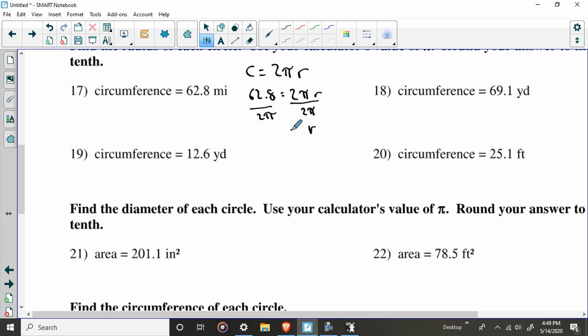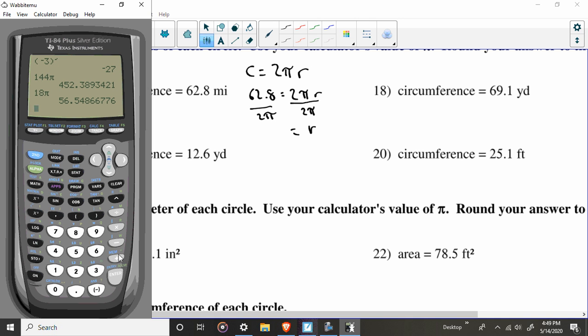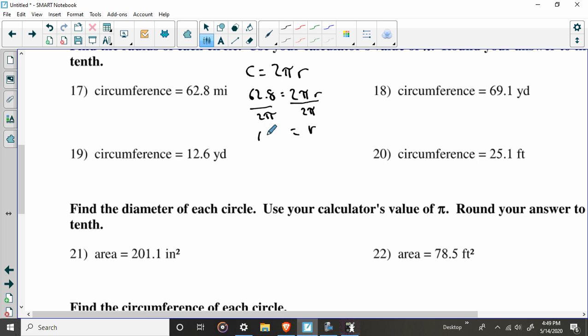Okay? So we'll say what's 62.8 divided by 2 pi? So we're going to say 62.8 divided by, parentheses please, 2 pi. Okay, make sure that's inside parentheses. Okay? And we'll say that's 9.99. So we're pretty sure they want the radius to be 10. Okay, 10 miles. Okay? So that's pretty much it, guys.